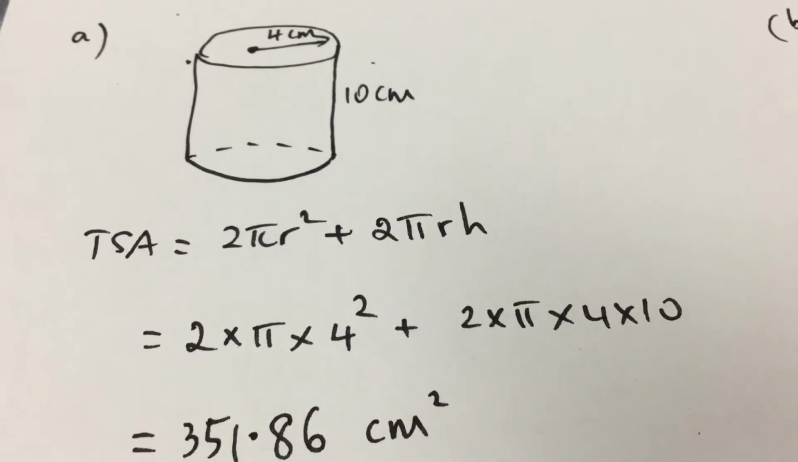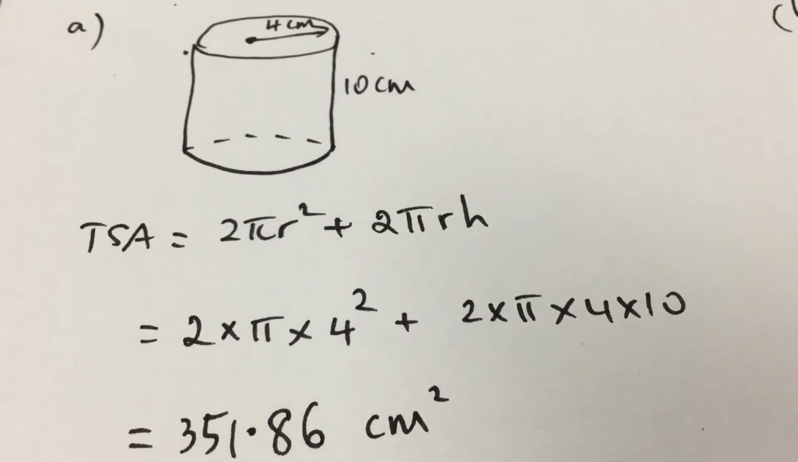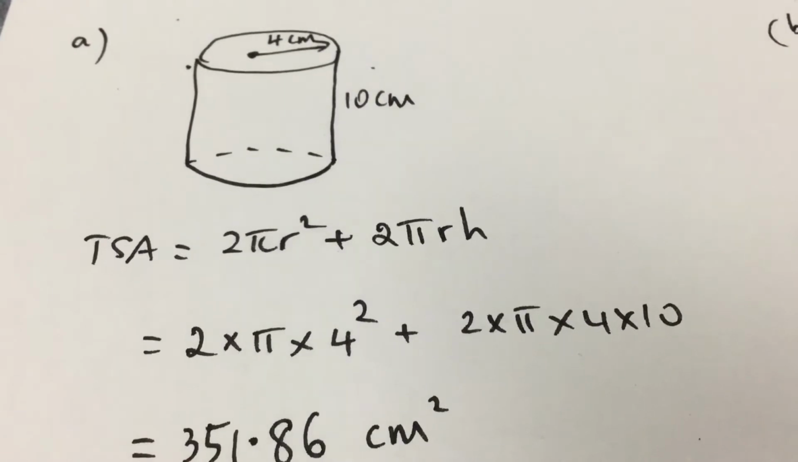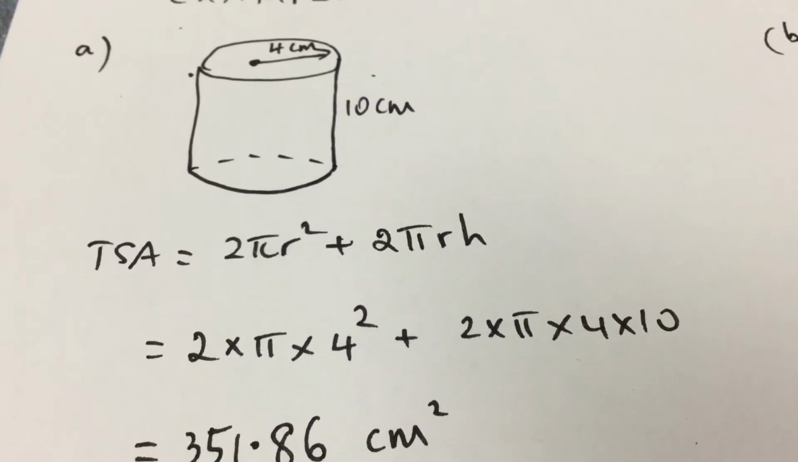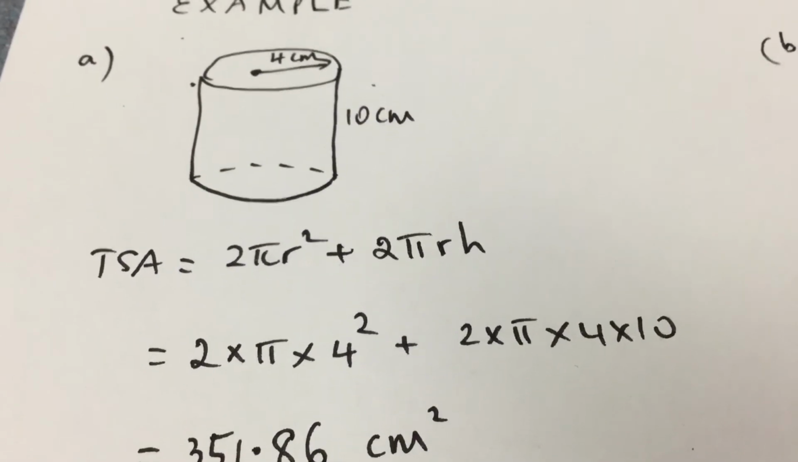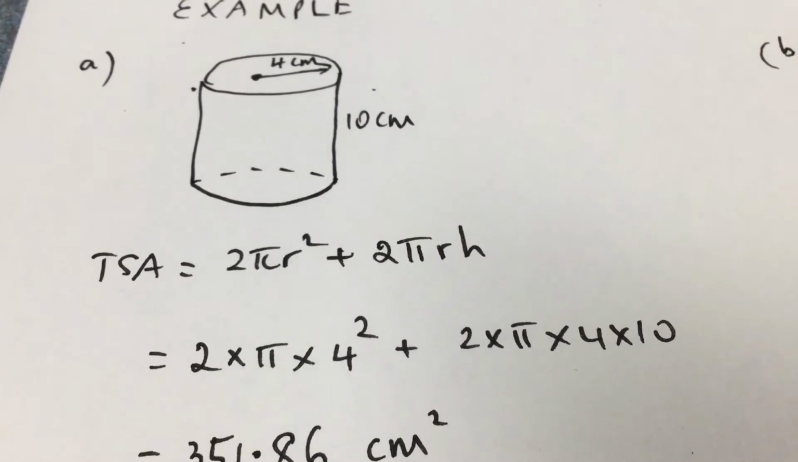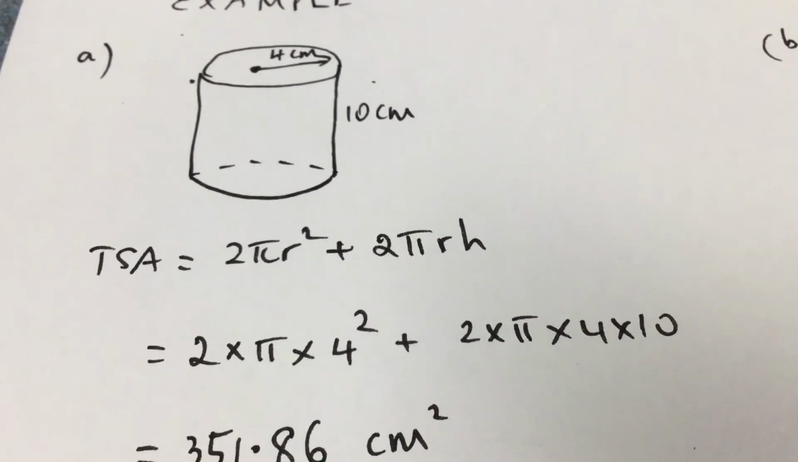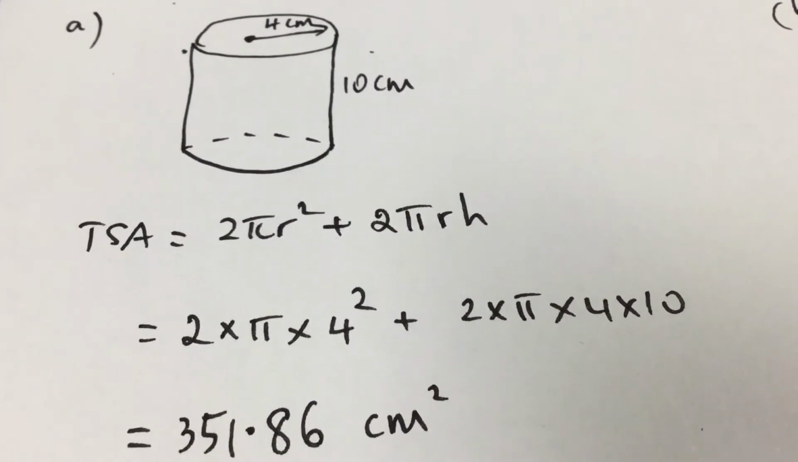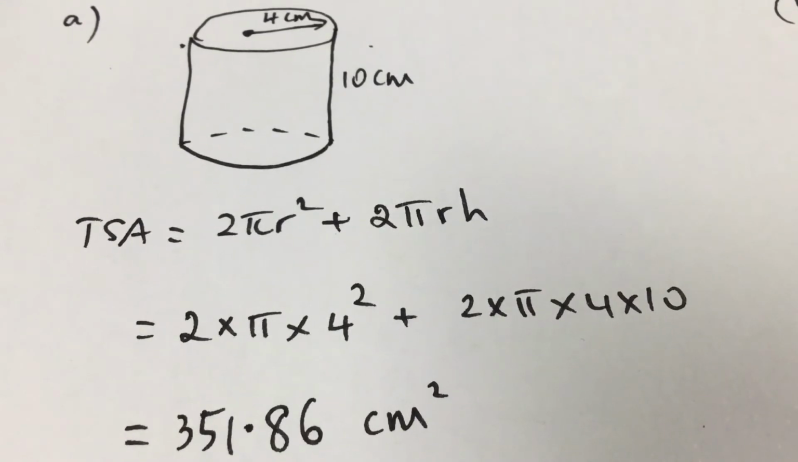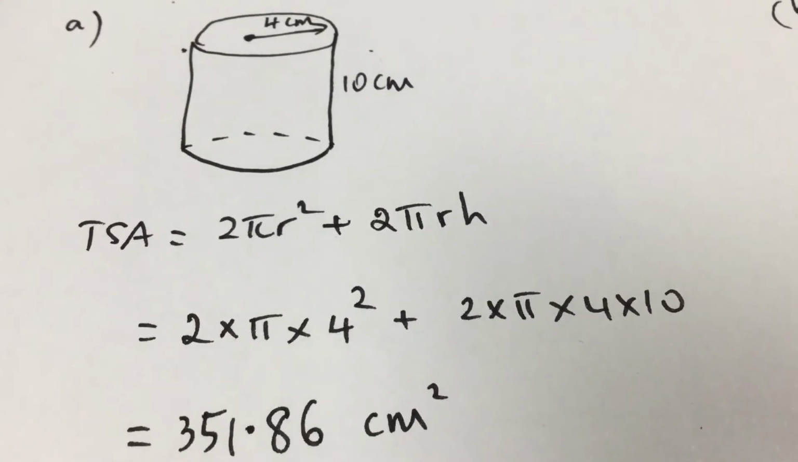So it's good to write the formula all the time so that you know it by heart. At the same time, it makes it easier. So the total surface area is 2 pi r squared plus 2 pi r h. So what we do is just replace the r by 4 and the h by 10, and just use your calculator, and then you'll come up with the answer. And don't forget the units, it's centimeters squared.